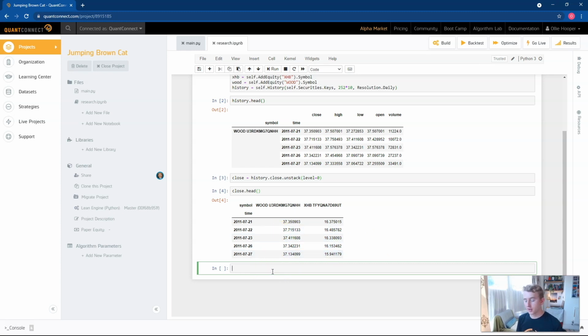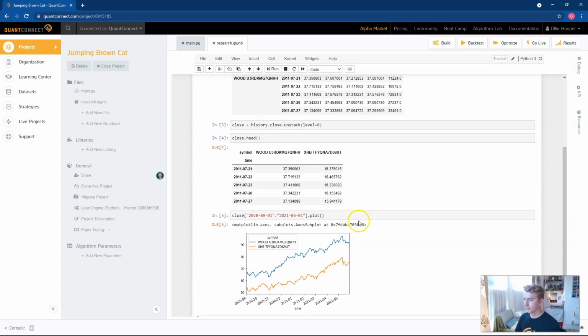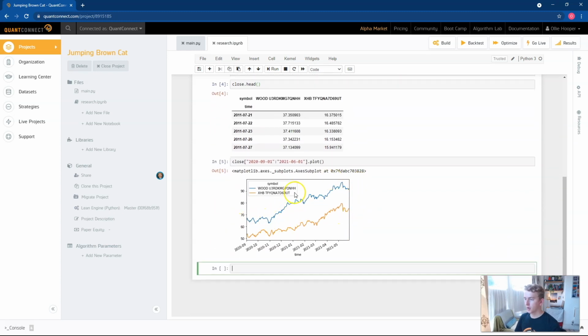Now we can check what these two stocks look like if we actually plot this data. And let's plot it between a date range of, let's say, September 2020 and June 2021. Okay, and so these are our two stocks. And we can see that the Homebuilders Index looks similar to what we saw in the chart on Twitter.